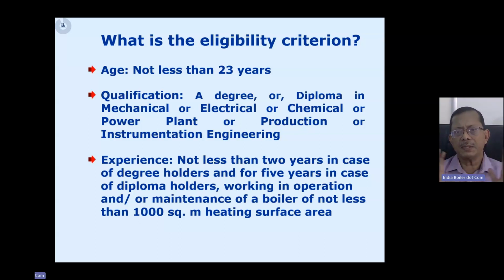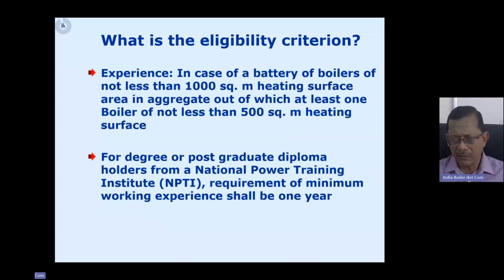Now, this experience again should be as an engineer working in operation and or maintenance of a boiler which is exceeding 1000 square meter. When I say boiler, if it's a single boiler exceeding 1000 square meter, fine, you will become eligible. And if it's a battery of boilers where the aggregate is exceeding 1000 square meter, then the requirement is at least one of those boilers should have a heating surface area not less than 500 square meter. So that is another requirement that is coming.